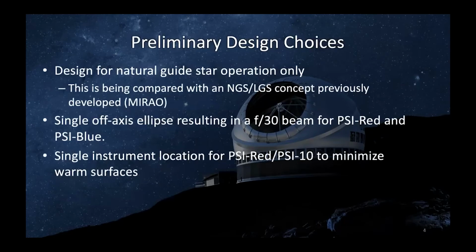Okay, so some of the preliminary design choices that we've made as part of this exploration is that we're going to be operating in NGS mode only, and we'll then compare the results of this design study with previous work that was a combined NGS-LGS concept study for a PSI-like instrument. We're basing our design around a single off-axis ellipse that results in an F30 beam going into PSI red and PSI blue. I'll show you some diagrams in a moment that illustrate that. And then we want to co-locate PSI red and PSI 10, again, just to minimize the number of warm surfaces.